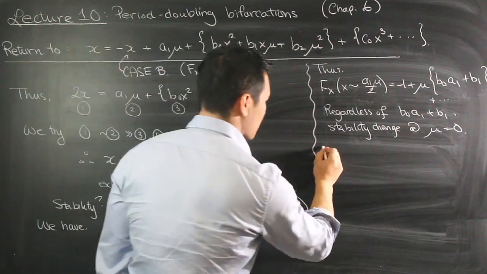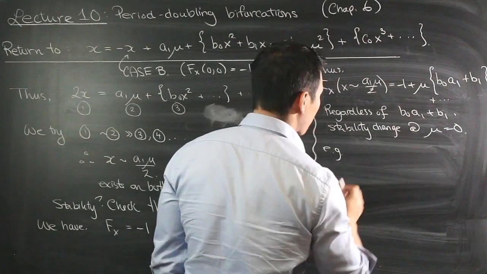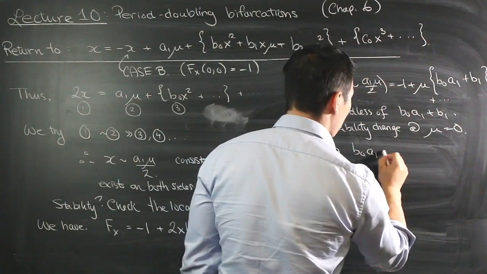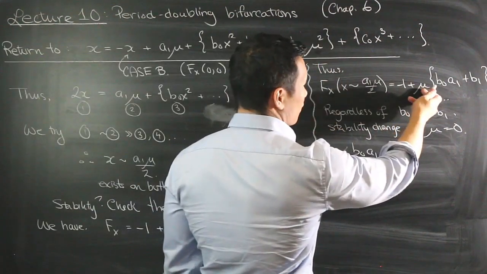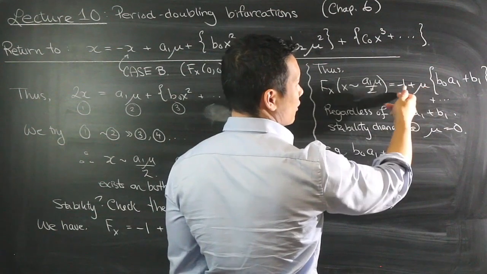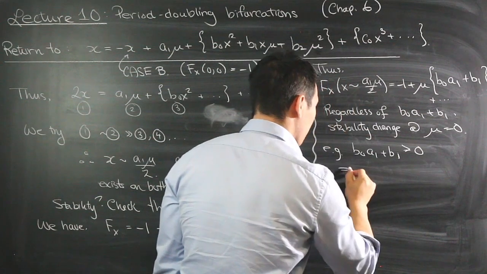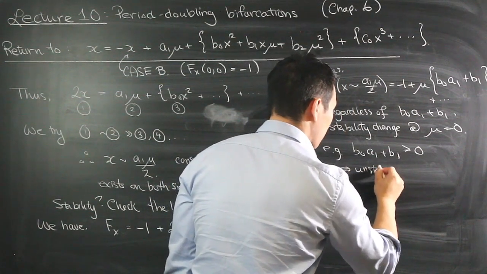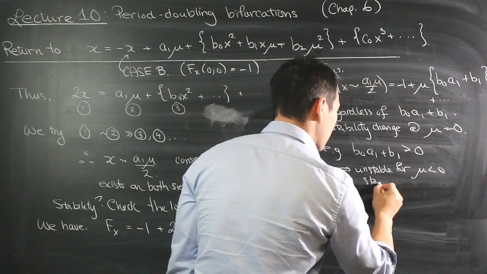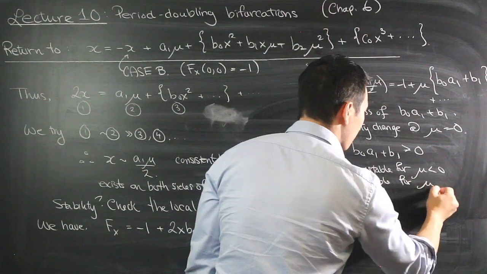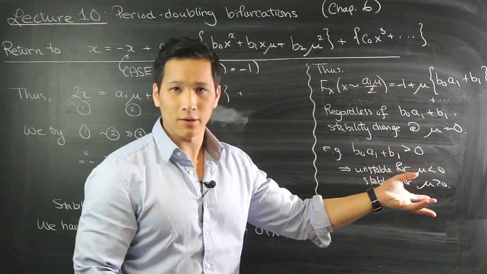Right? So just as an example, suppose that this quantity here were positive. Well, then when mu is on the left, when mu is less than 0, this will be unstable. If this is greater than 0, then it's unstable for mu less than 0, but then it's stable for mu greater than 0. Okay? And then if this thing here were negative, then it'd just be the opposite.